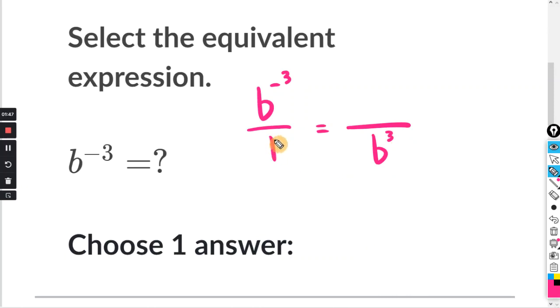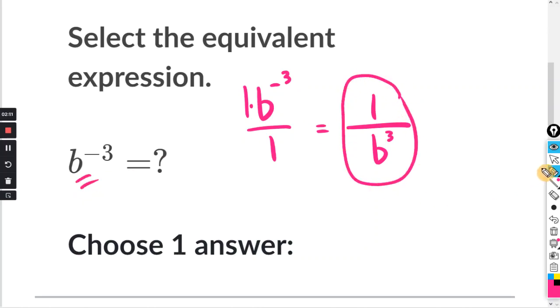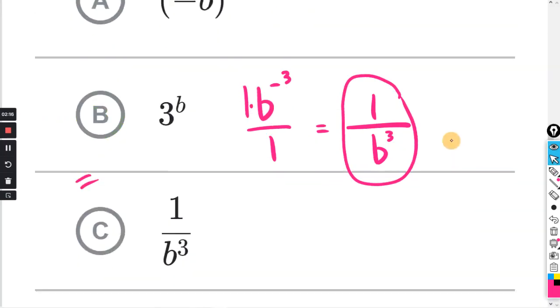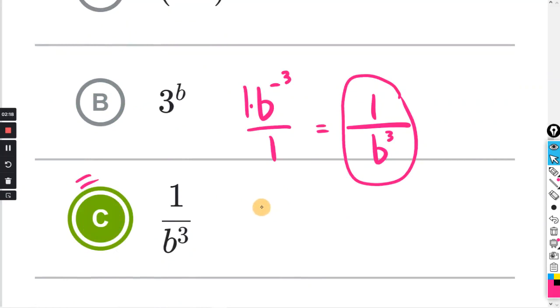I understand there's a 1 in the denominator, but that doesn't do anything. 1 times b to the 3rd is just b to the 3rd. So that 1 does nothing. But also, we had a 1 in the numerator, 1 times b to the negative 3rd, so you want to leave that 1. So b to the negative 3 is the same as 1 over b to the 3rd. And that will be answer C.